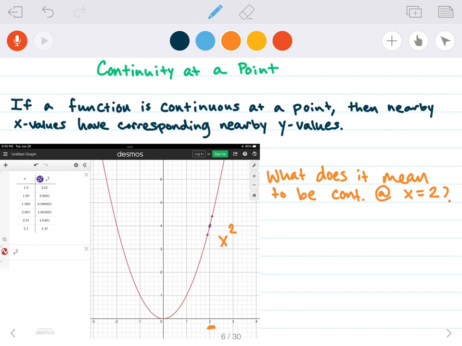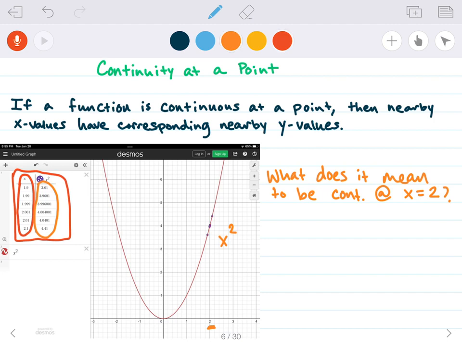So x equals 2 is right there. And if we notice our table right here, nearby x values have corresponding nearby y values. Look at this. Our x values that are close to 2, all of these numbers are very close to the number 2. The corresponding y values are all very close to the number 4. And in fact, that is f of 2 equals 4.